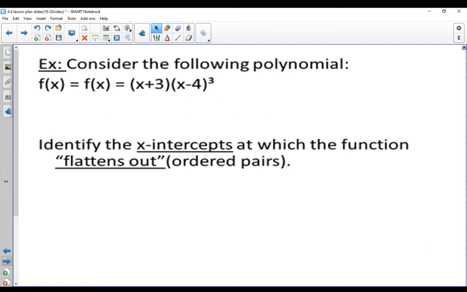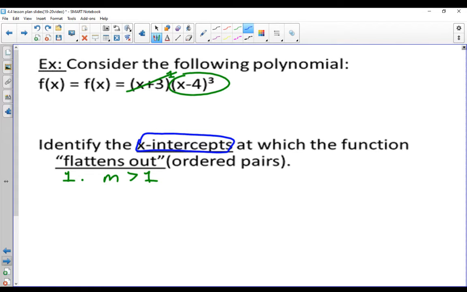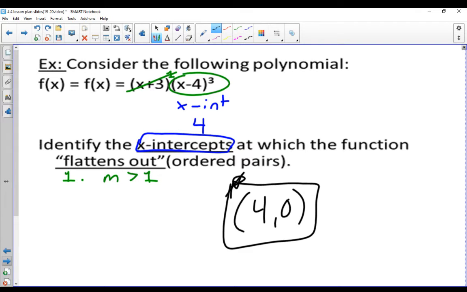Same equation. Identify the x-intercepts at which the function flattens out. Look at your key points. This is key point number 1, where your multiplicity has to be greater than 1. So let's look at our multiplicities. This one, that doesn't work. This one, multiplicity of 3 is greater than 1. So we're going to look at that one. So take a look at that factor, find the x-intercepts. And of course, the x-intercept of this one is 4. So 4 is your answer. Just make sure to type it in as an ordered pair. Done. Okay, that's one key point down.